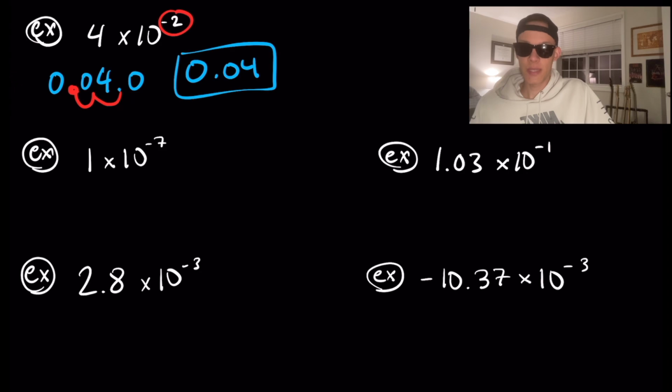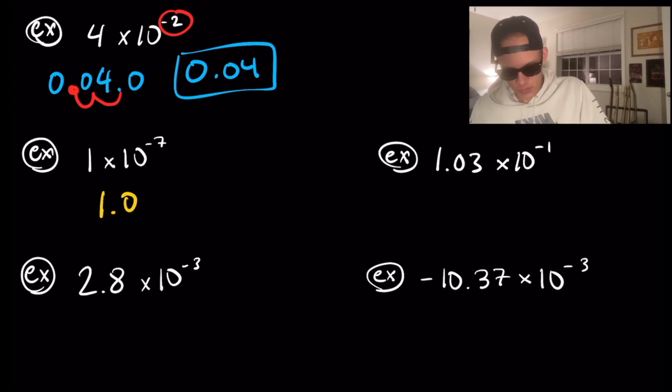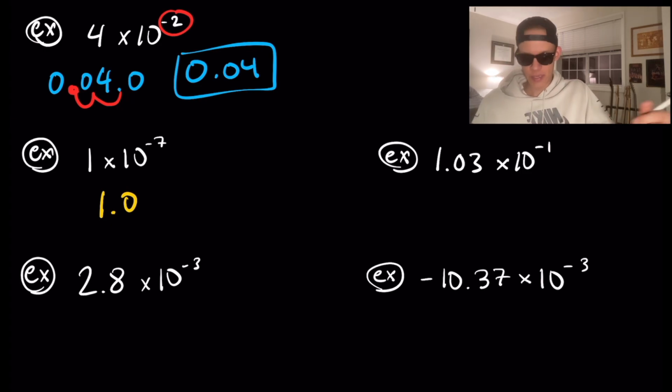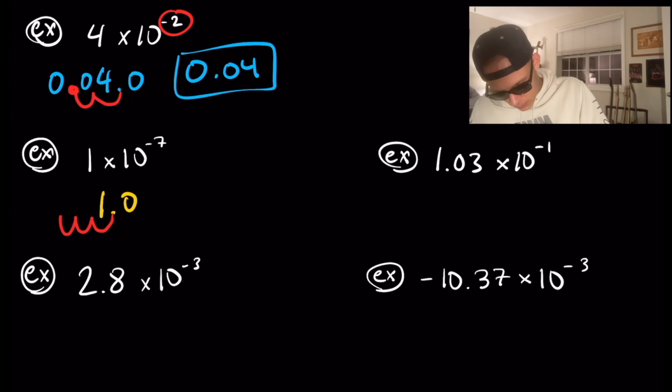All right, 1 times 10 to the negative 7th. Let's write 1 as a decimal, so 1.0. And then move that decimal place to the left 7 times. So 1, 2, 3, 4, 5, 6, 7.